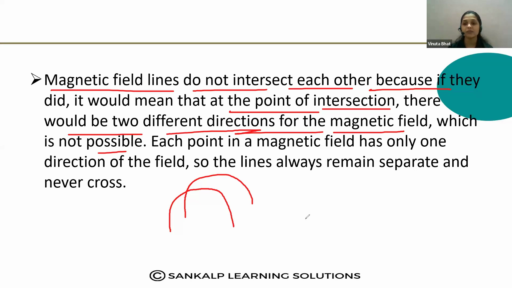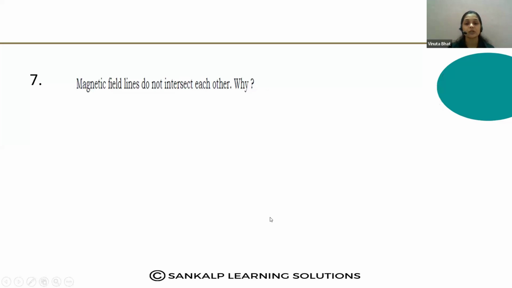You know how to draw magnetic field lines, right? So for example, if they were crossing, there would be two different directions for the magnetic field at that point. Because of this reason the magnetic field lines will not cross each other. This is one of the important questions. It can be asked for 2 marks.